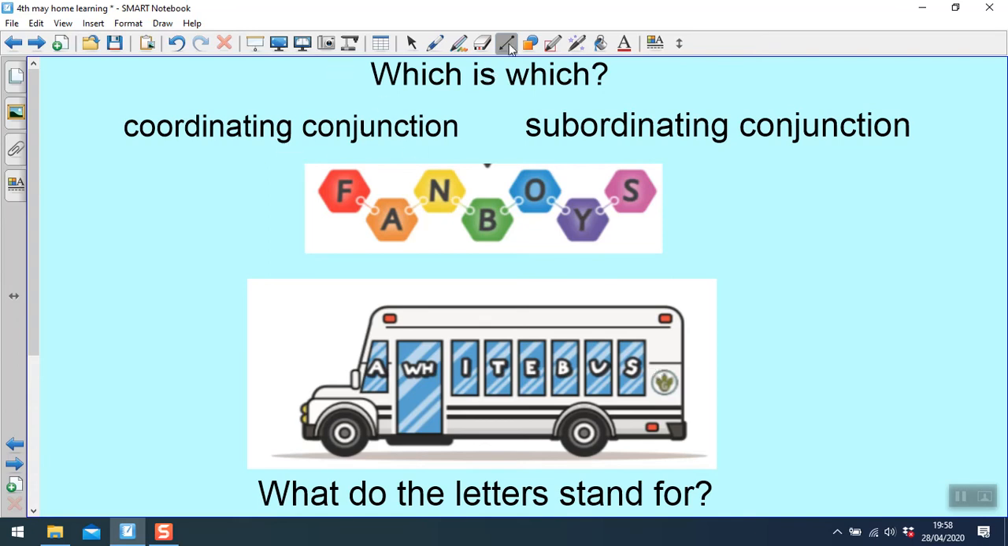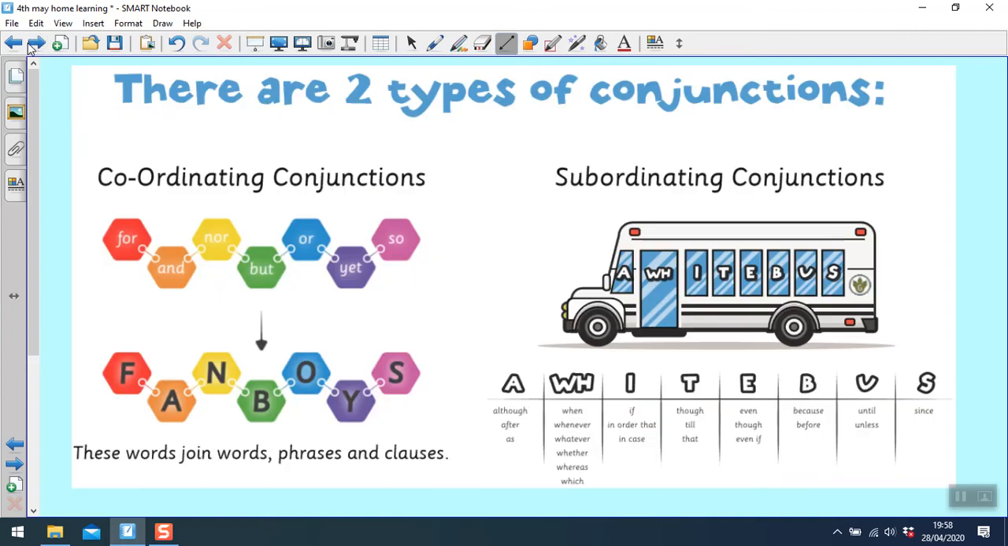So, coordinating conjunction is FANBOYS and subordinating conjunction is A WHITE BUS. This is what the letters stand for. FANBOYS stands for for, and, nor, but, or, yet, so. And subordinating conjunctions include although, after, as, when, whenever, whatever, whether, whereas, which, if, in order that, in case, though, till, that, even though, even if, because, before, until, unless, and since.